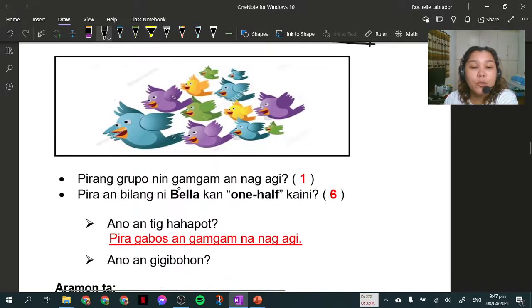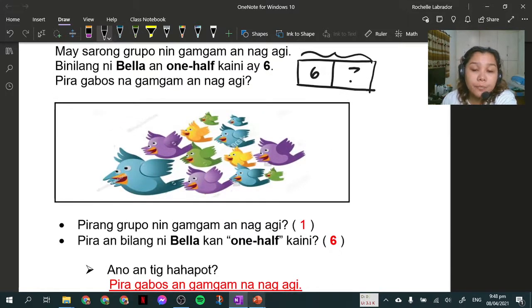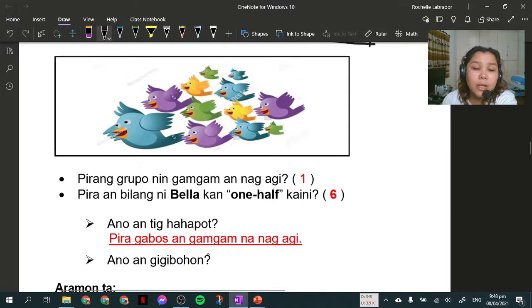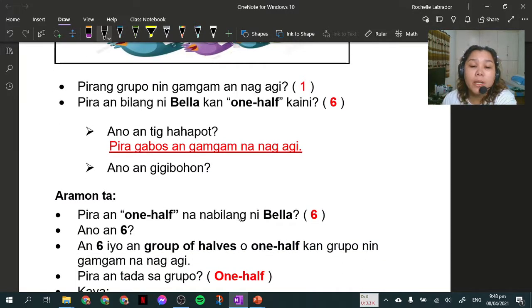Okay. So, pirang grupo nin Gamgam ang nag-agi? 1 group. So, imagine isang buong, it will be 1 whole. Piraan bilang ni Bella kan 1/2 kaini 6. So, yan yung nasa drawing ko sa taas. So, if this is 1 whole and 1/2 is 6. So, piragabos ang Gamgam na nag-agi. So, we are after, ilan ba yung 1 whole na yon? Kung ang 6, kalahati pa lang. So, ano ang gigibuhon? Piraan 1/2 na nabilang ni Bella, 6. 1/2 pa lang yan. Ano ang 6? Ang 6, iyon group of halves o 1/2 kan grupo nin Gamgam na nag-agi.